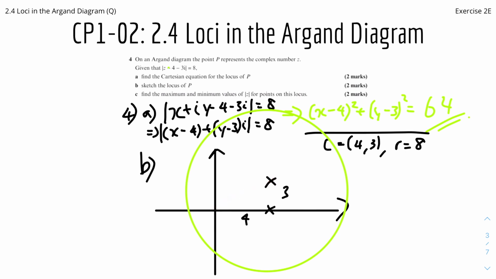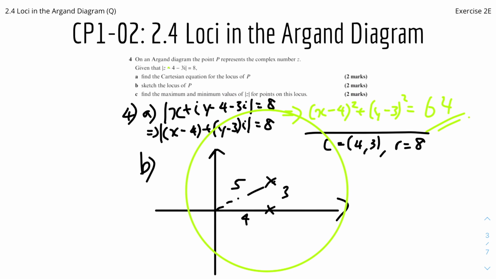So we can see this distance right here is basically the origin to the center, and we can notice that it's a Pythagorean triple, right? Because we know that this distance here is 4 and this is 3, that means this must be 5. Or we can also use the Pythagorean theorem where we do a squared plus b squared equals c squared. But anyways, this is a distance of 5.